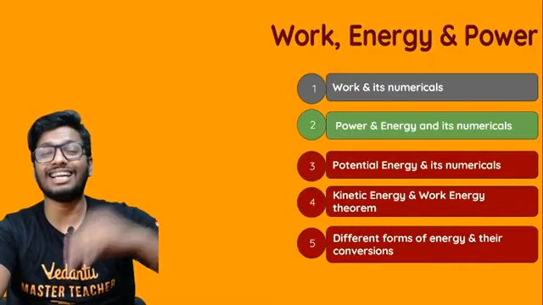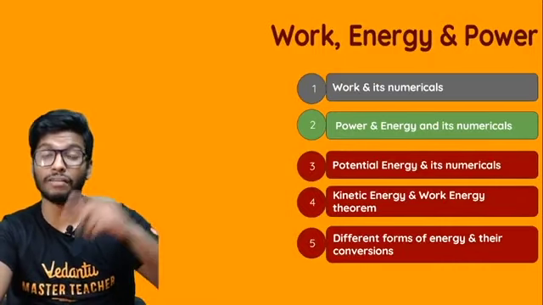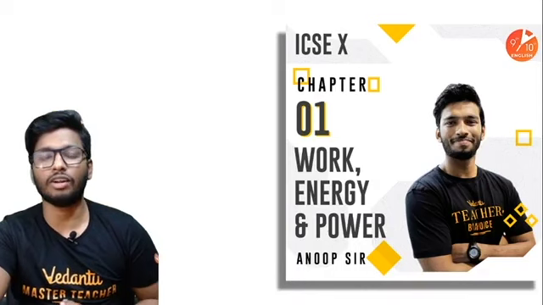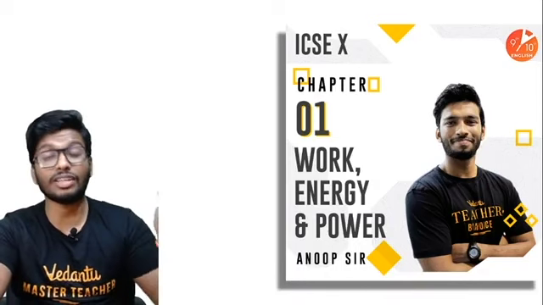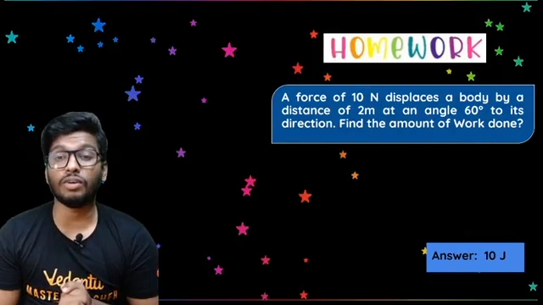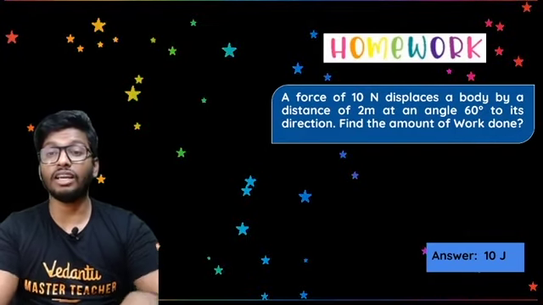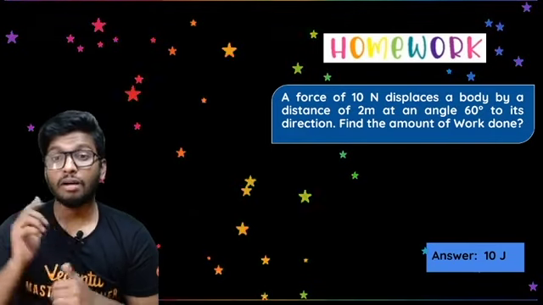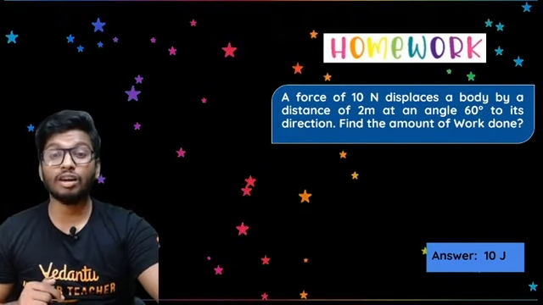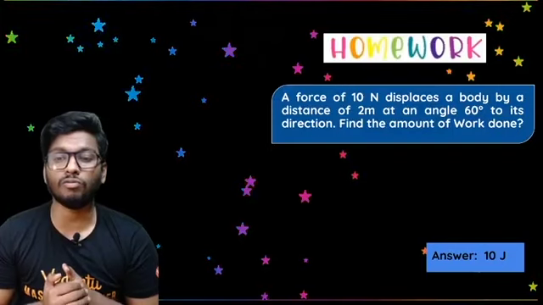With that said, let us get into today's session where we talk about power and energy, and we'll also solve the numericals based on that. So in the last session, guys, I'd given you homework. This was the homework. A force of 10 Newton displaces a body by a distance of 2 meters at an angle of 60 degrees to its direction. Find the amount of work done.